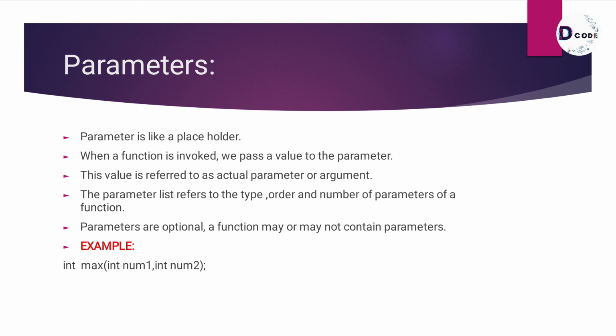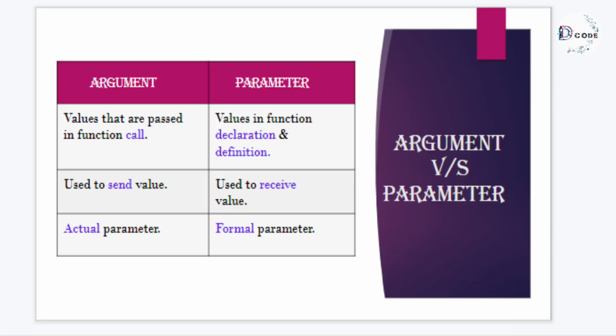In the given example, you can see int max, int num1, int num2. Here, int num1 and int num2 are the parameters. Parameters are of two types: actual parameter and formal parameter. Actual parameter is also called an argument. Arguments are the values that are passed in the function call, and formal parameters are the ones that appear in the function declaration and function definition. Arguments are used to send the value, but the formal parameters are used to receive the values.